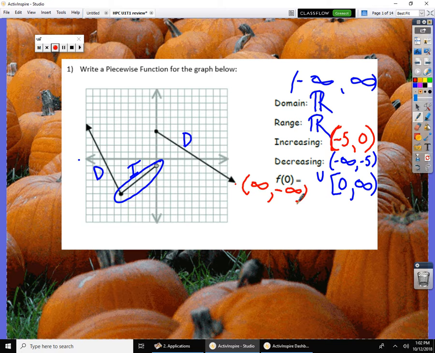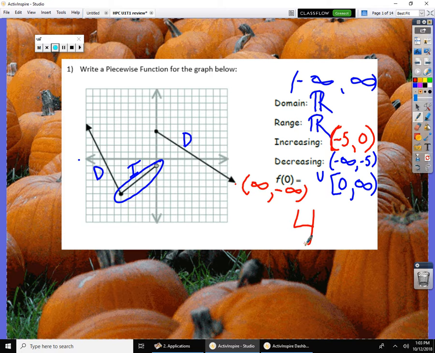All right. F of 0 is going to be what value? All right. Why is it 4 and not negative 1? Because it's closed circle at 4. Excellent. Good job. Okay? All right, now for the hardest part, writing the piecewise.